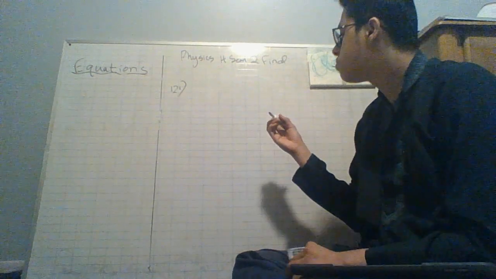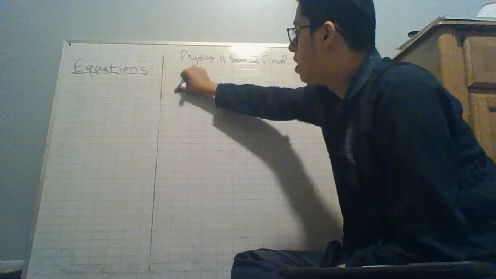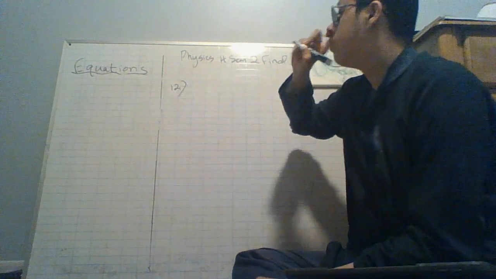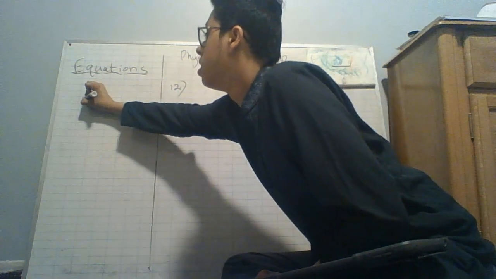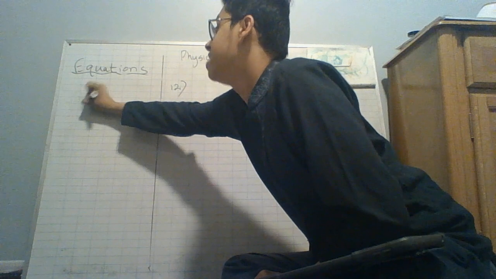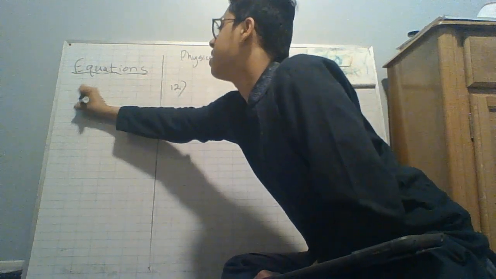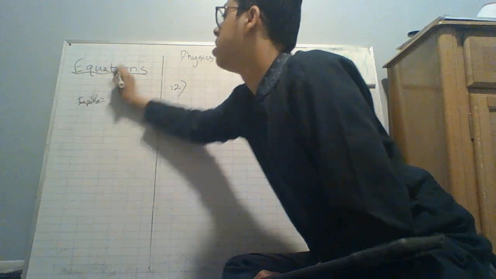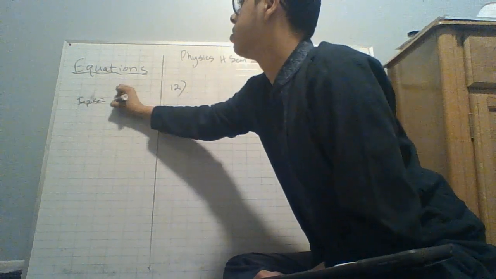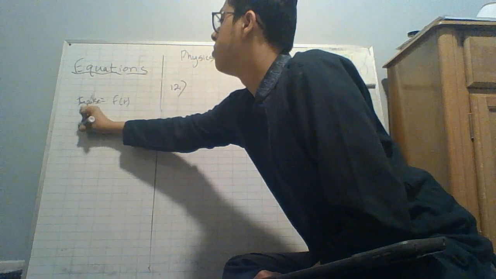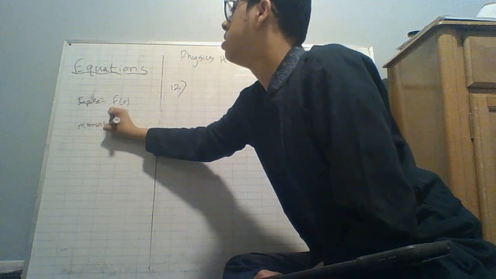How's it going? For number 12, we're going to use some impulse and momentum equations. One is going to be change in p, which is impulse. Honestly, I could probably just write impulse is equal to F times t. Momentum is equal to mv.